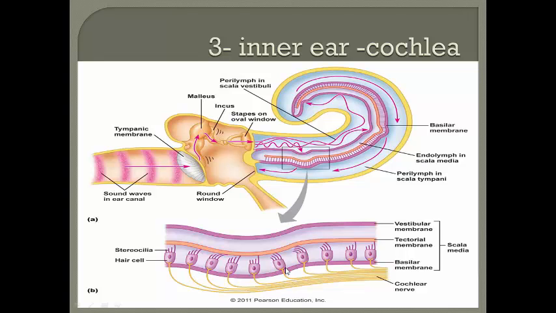The hair cells are in contact with the tectorial membrane. They are small cells that have fine projections from their surface, which we call the stereocilia. These stereocilia are in contact with the tectorial membrane. The bases of the hair cells are in contact with the basilar membrane, and the nerve fiber, the cochlear part of the auditory nerve, is attached to the base of the hair cells.